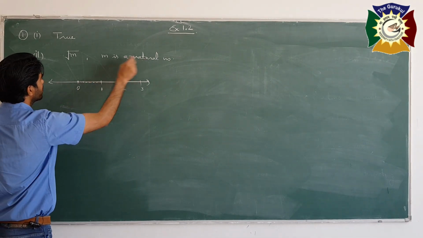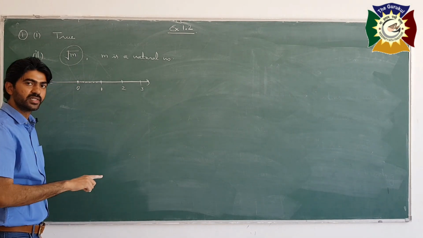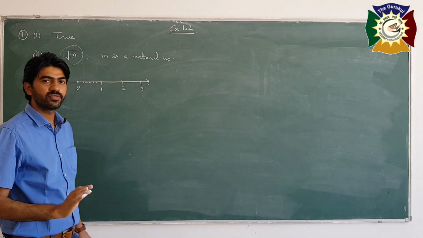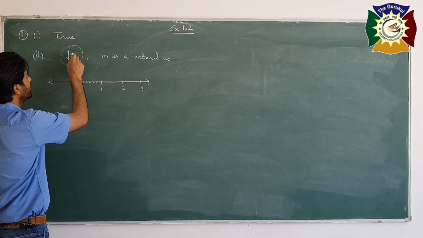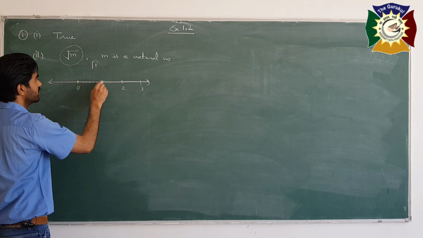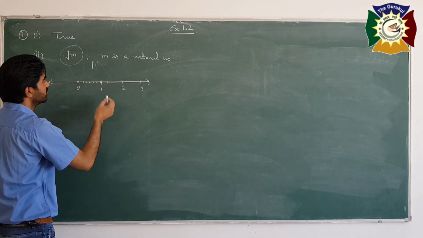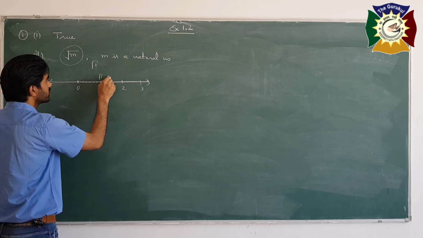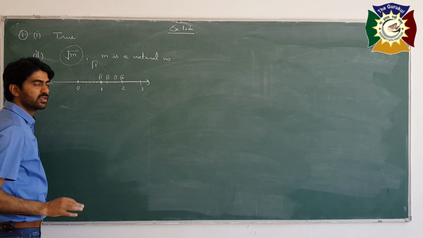Because m is a natural number, it means this is the square root of a natural number. It means all these points are the square root of natural numbers. No, that is not true. If I take the square root of 1, then it's this point. Square root of 2, somewhere here it will come. Suppose this is root 1, this is root 2, this is root 3, this is root 4.